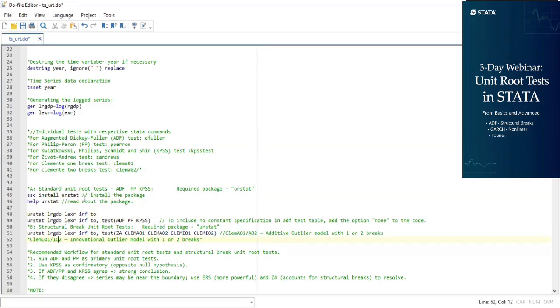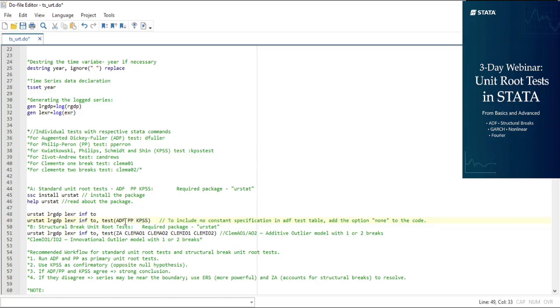Now let's run the standard unit tests, that is the ADF test, PP test, and KPSS test. This is the command name, followed by the names of the variables I want to carry out the unit test on. These are multiple variables, I have 4 variables there. Then comma, test, and in brackets I put the name of the test I want to carry out.